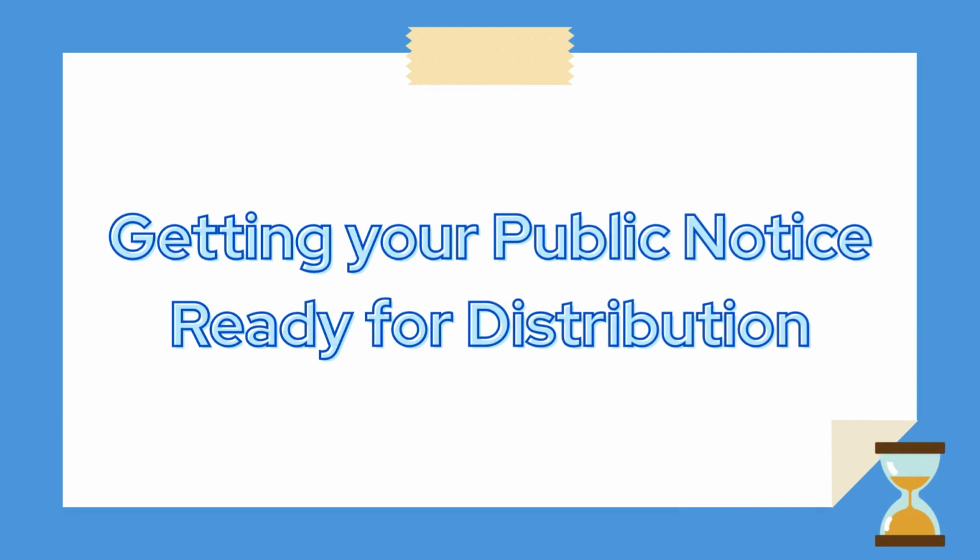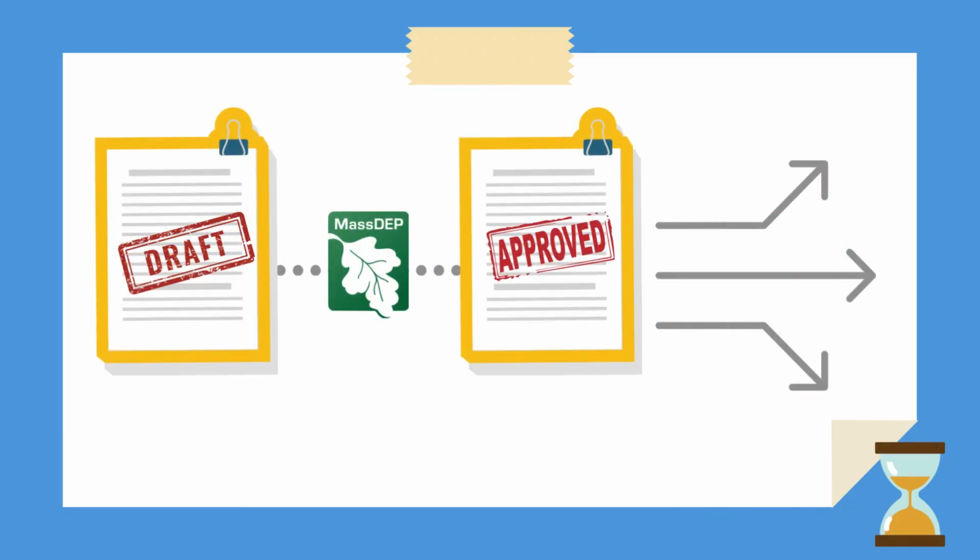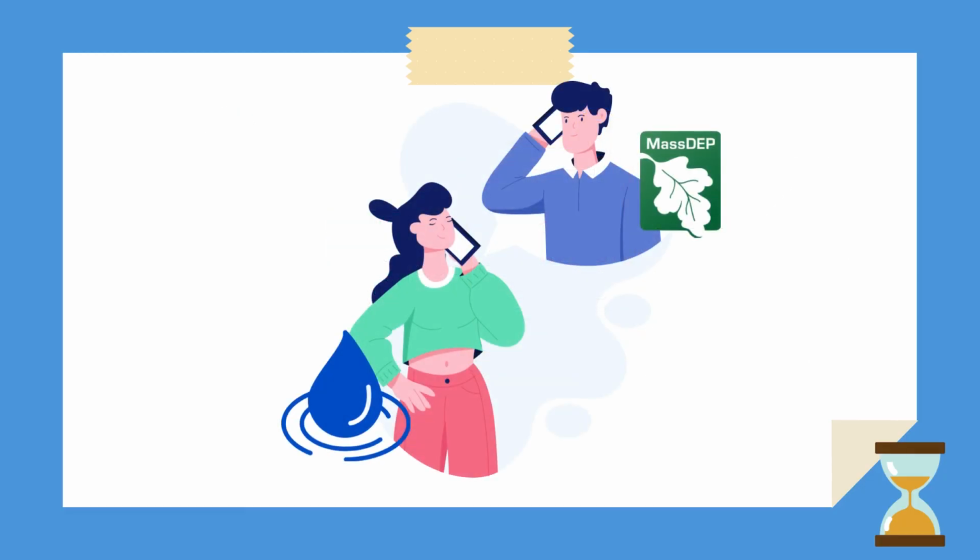Getting your public notice ready for distribution. Systems are required to have their public notice approved by MassDEP in their regional office prior to distributing it, unless they are unable to get approval from MassDEP before the 24-hour deadline, such as if a system learns of their exceedance during the weekend. Systems should get in touch with their MassDEP regional office as soon as possible to begin this discussion and notify MassDEP of the exceedance.